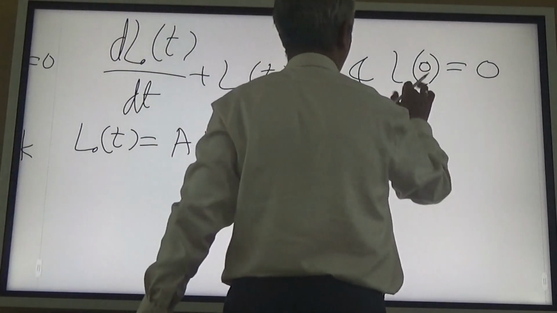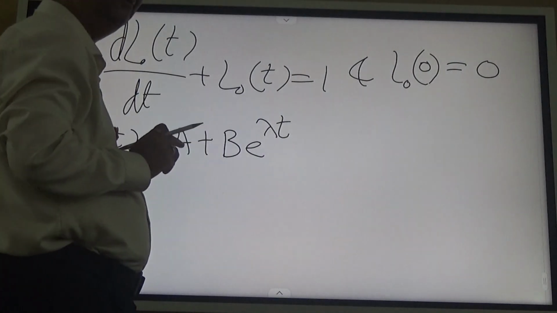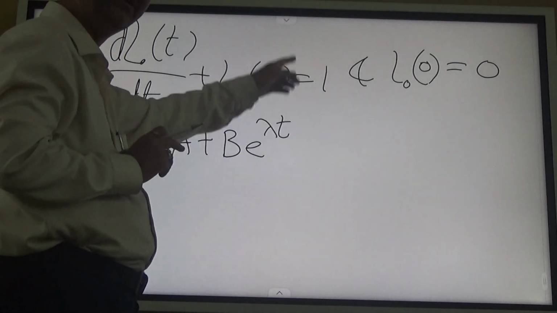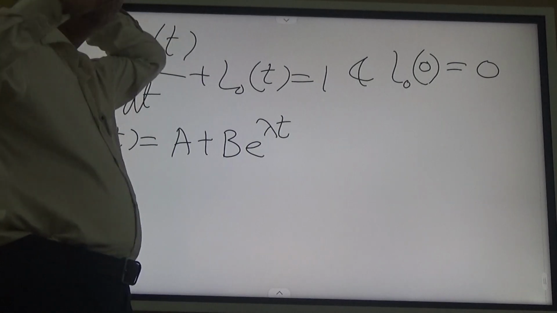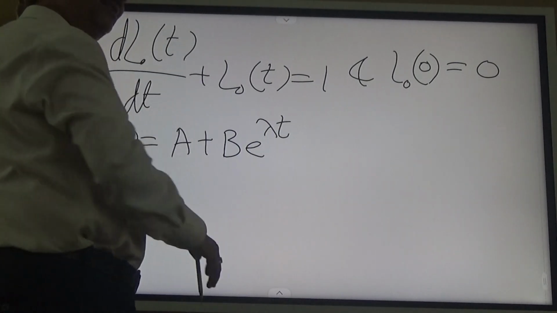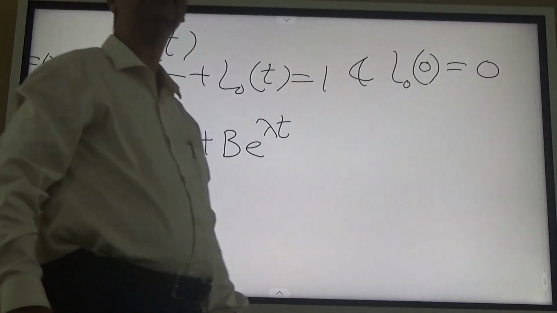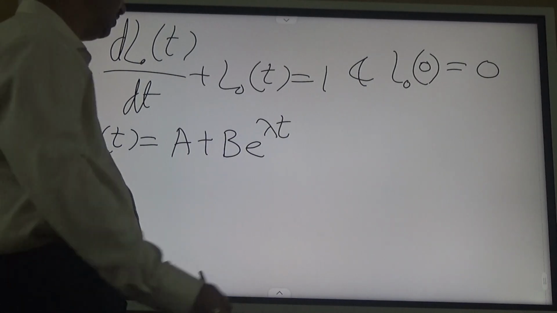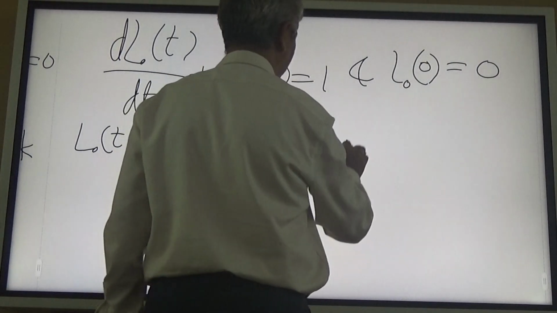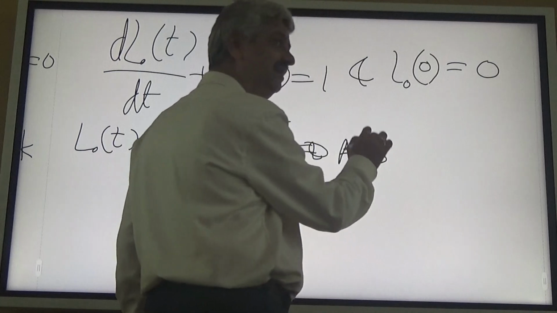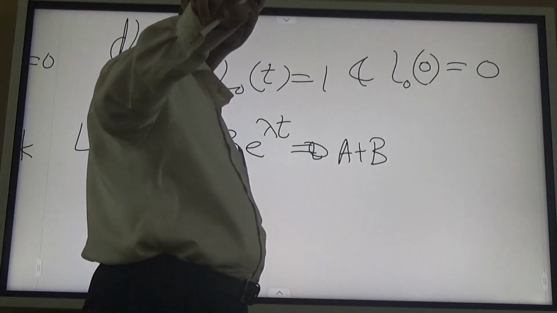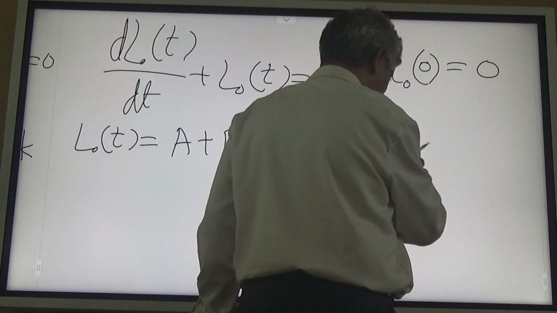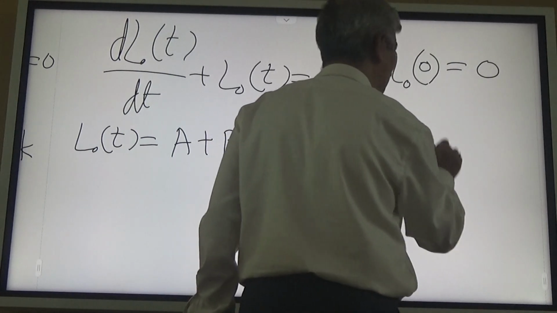Now what will you do? We will find out its dL by dt. What would it be? A will lead to 0, lambda B e raised to lambda t. Right? Before that, if you are wiser, rather than differentiating here, you will use the initial condition first. What initial condition will you use? L(0) is 0. So what is L(0) here? A plus B e raised to lambda t. At t equal to 0, e raised to lambda t is 1. Right? So it is A plus B into 1, that is equal to 0.